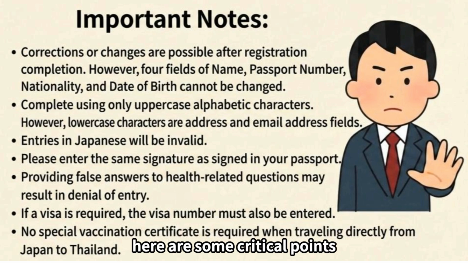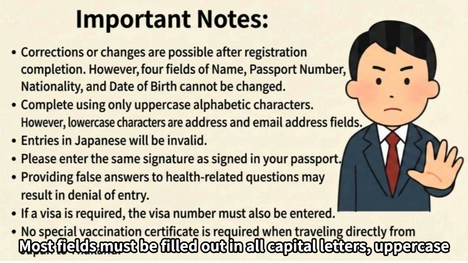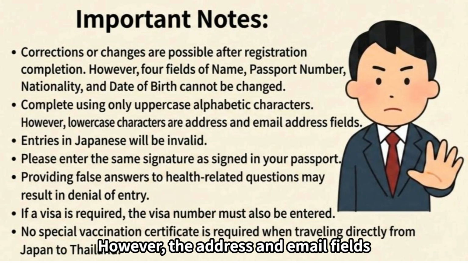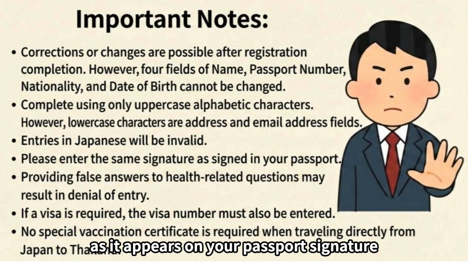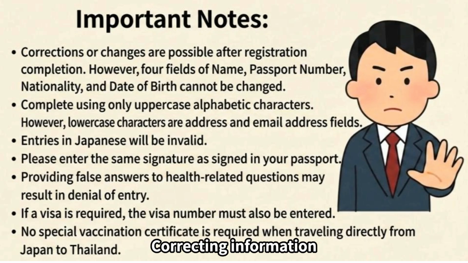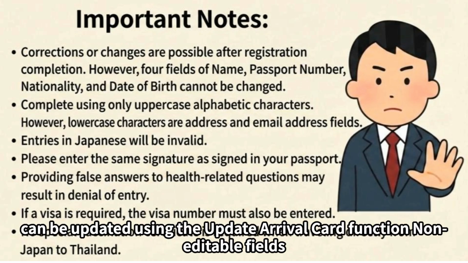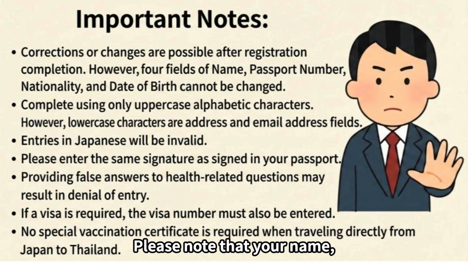Before we begin, here are some critical points to keep in mind. Case sensitivity. Most fields must be filled out in all capital letters, uppercase. However, the address and email fields can now be entered in lowercase. Name matching. Ensure your name is spelled exactly as it appears on your passport signature. Correcting information. After submission, most details can be updated using the Update Arrival Card function. Non-editable fields. Please note that your name, passport number, nationality, and date of birth cannot be changed once submitted.